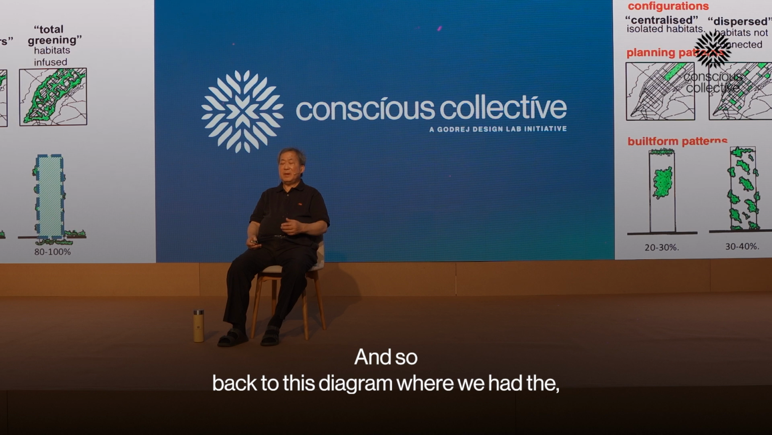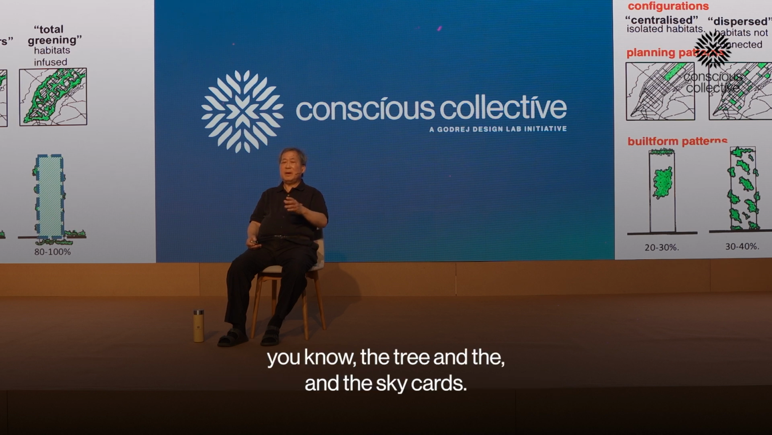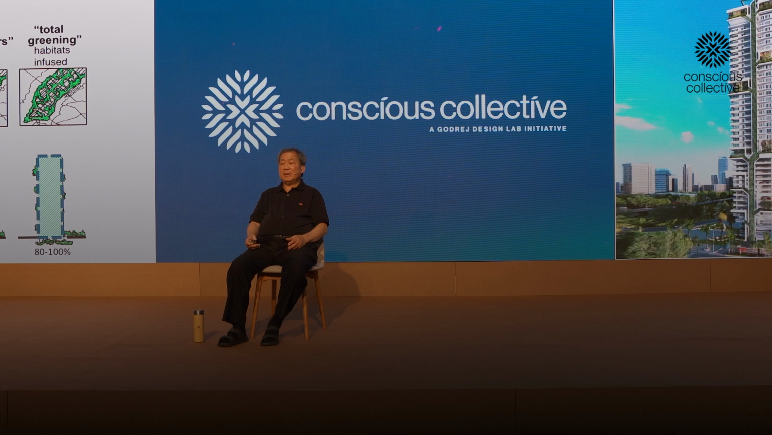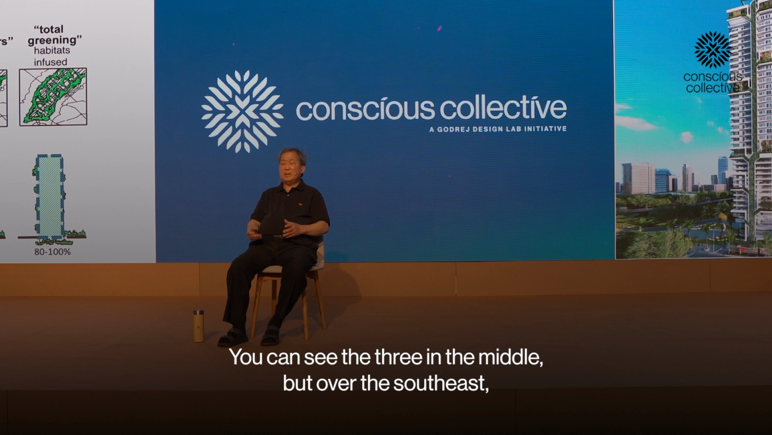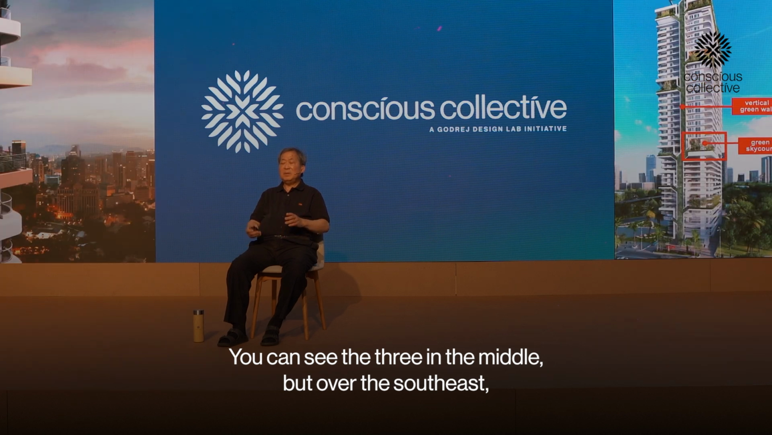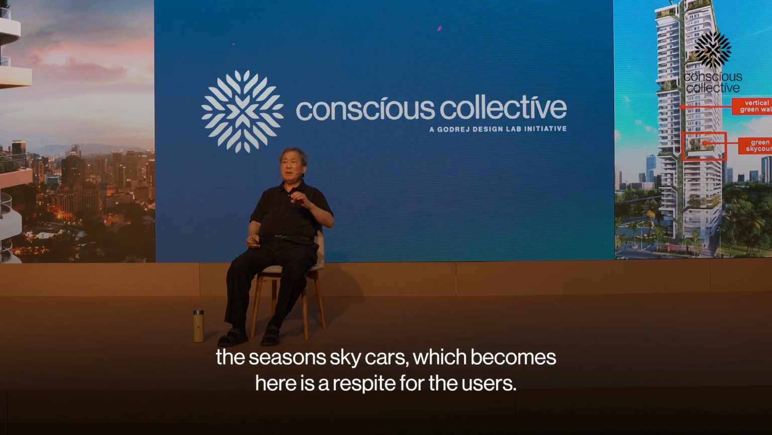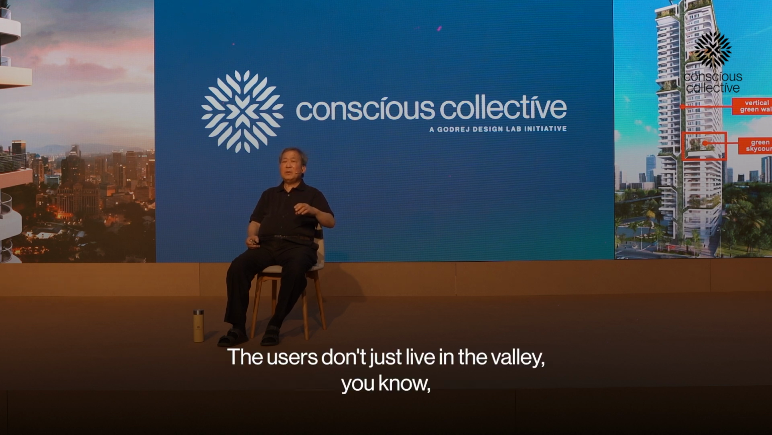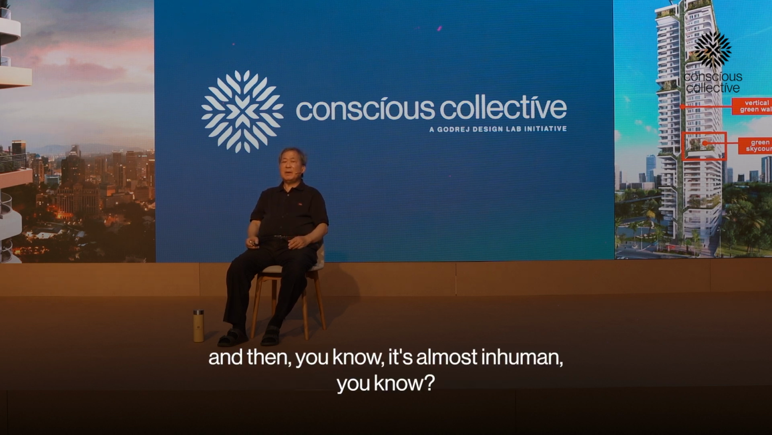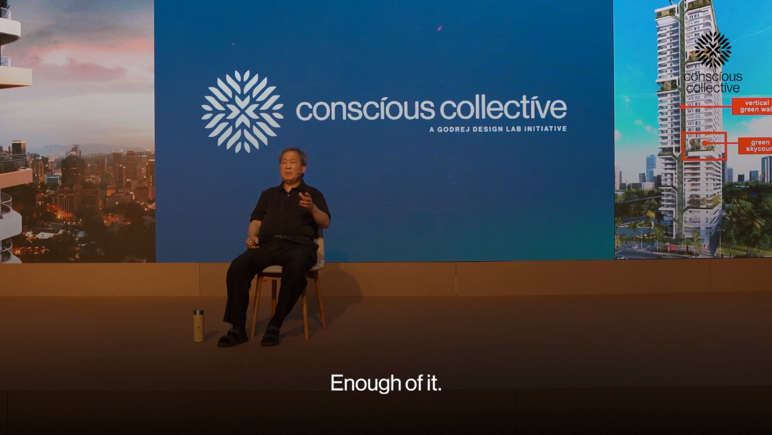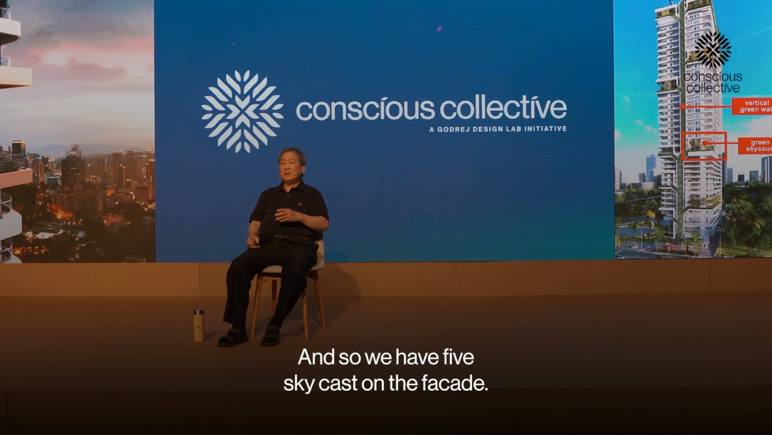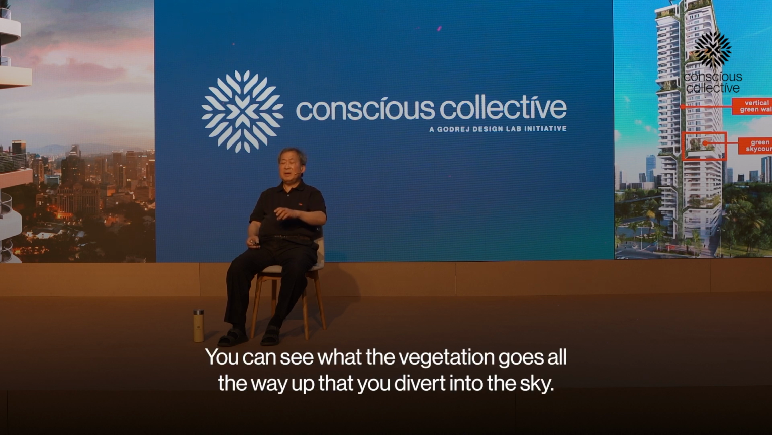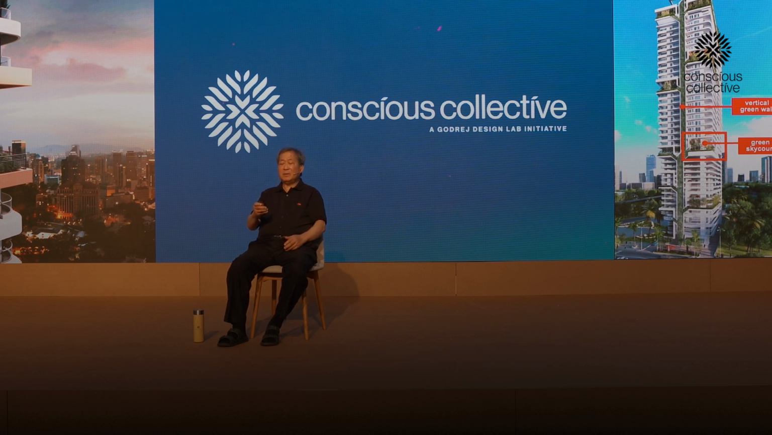And so back to this diagram where we had the tree and the sky courts. This is the building. It's an apartment building for about 300 units. You can see the tree in the middle, but it opens out into a series of sky courts, which become areas of respite for the users. The users don't just live in an apartment, and then it's almost inhuman, in the apartment. They need spaces they can go out to, need to have breakout spaces, need spaces where they can meet with their friends. And so we have 5 sky courts on the facade. You can see the vegetation goes all the way up, then it diverts into the sky courts.